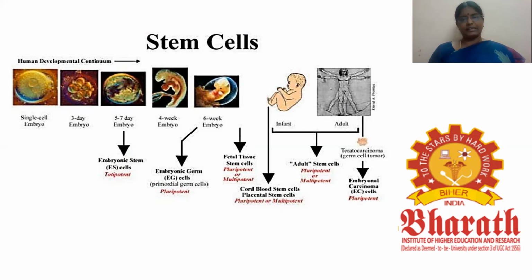So infant and adult come under the adult stem cells, which also have the capability of pluripotency or multipotency. And then from the adult, teratocarcinoma germ cell tumor is produced, which is called embryonal carcinoma EC cells, and it has the property of pluripotency.